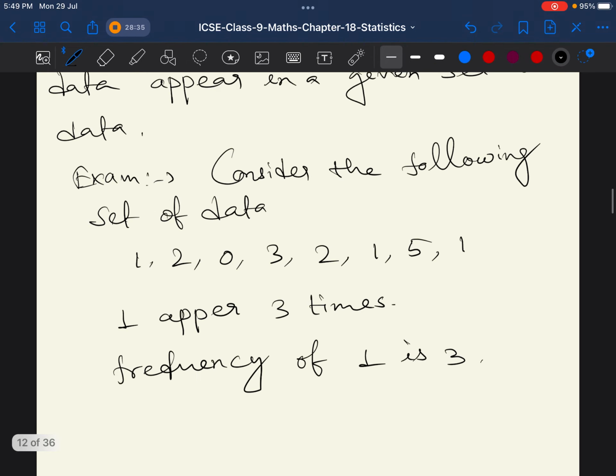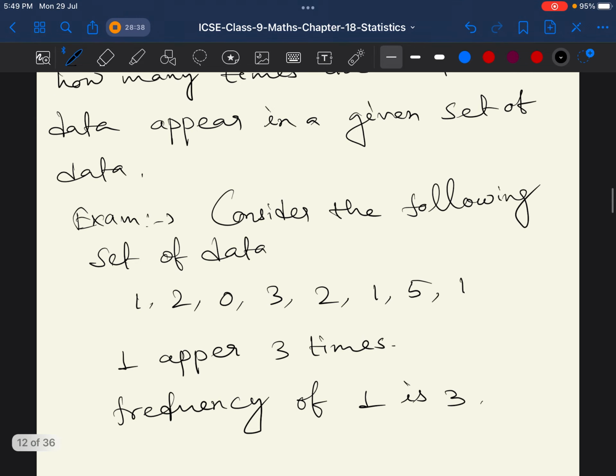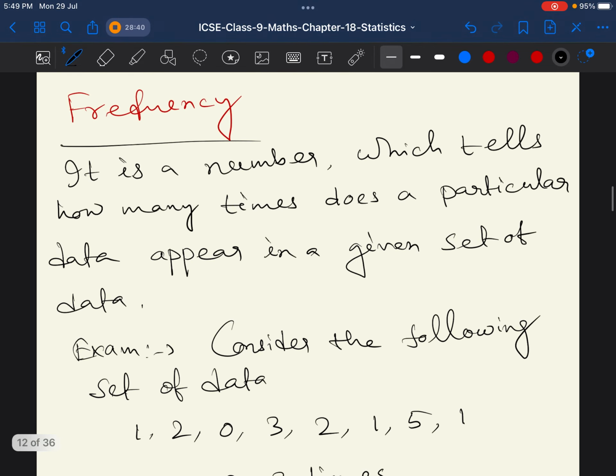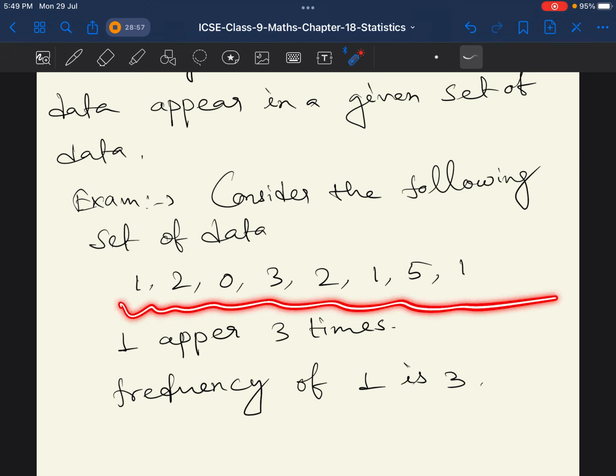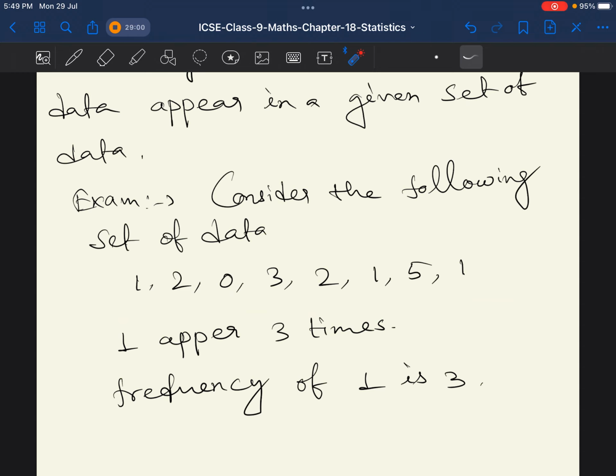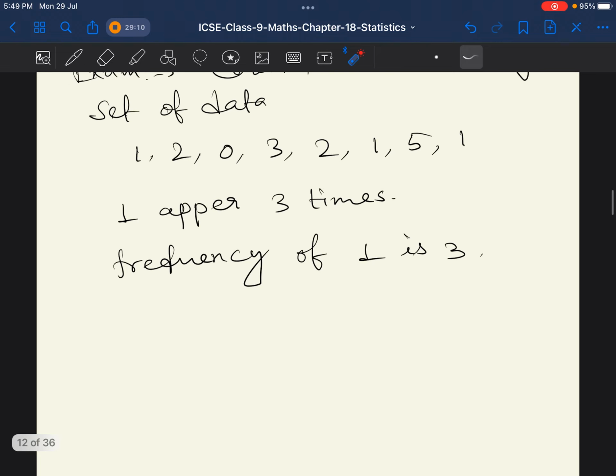And you understand this, what is frequency? Frequency is a number. Here you see 3 is a number. This number tells how many times a particular data value appears. In this data set, 1 appears 3 times, so the frequency of 1 is 3.